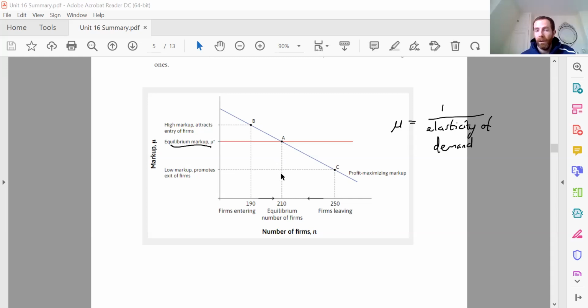So this is sort of the first key element of this model, which is that the number of firms in the market, and therefore the amount of capital, is going to be determined by where the equilibrium markup crosses this profit maximizing markup. So that's element number one of this model.